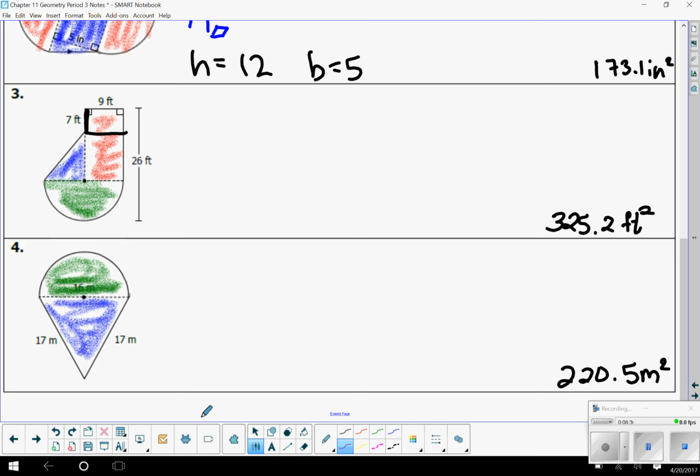So again, if this whole thing right here is 26 from top to bottom, okay? This right here is 9. So is this right here. That's 9 also. What is that called? Rectangle. This right here is called a radius. So is that. That's also a radius.